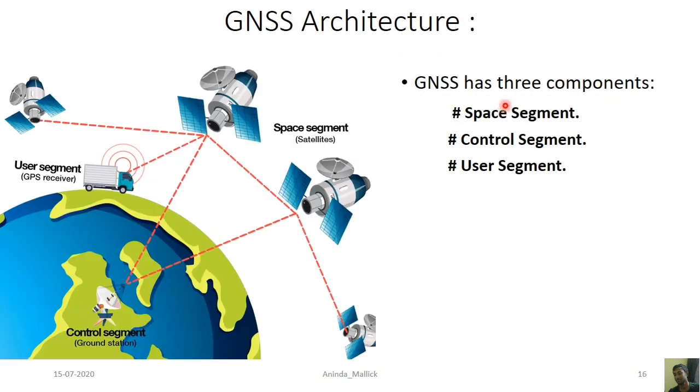So GNSS has three main components. One is the space segment, the second one is the control segment, basically the ground station, the monitoring station, and the third one is the user segment. The user segment is basically we, the users. So I will discuss these three in the next slides.